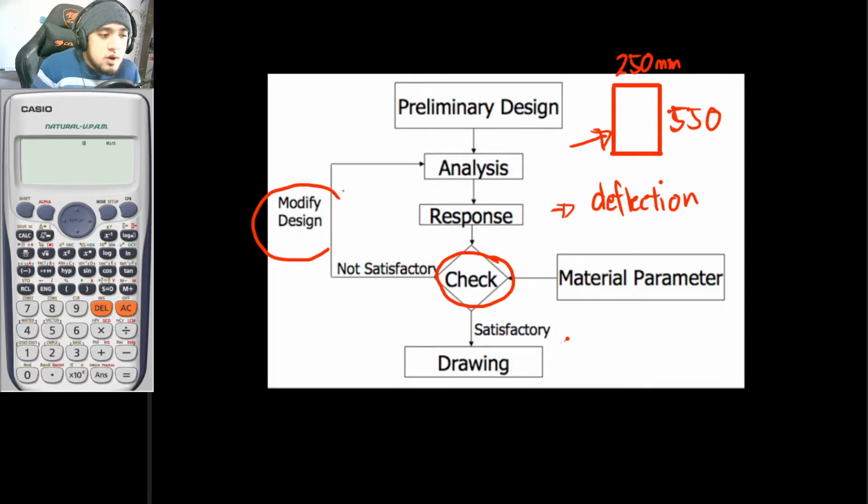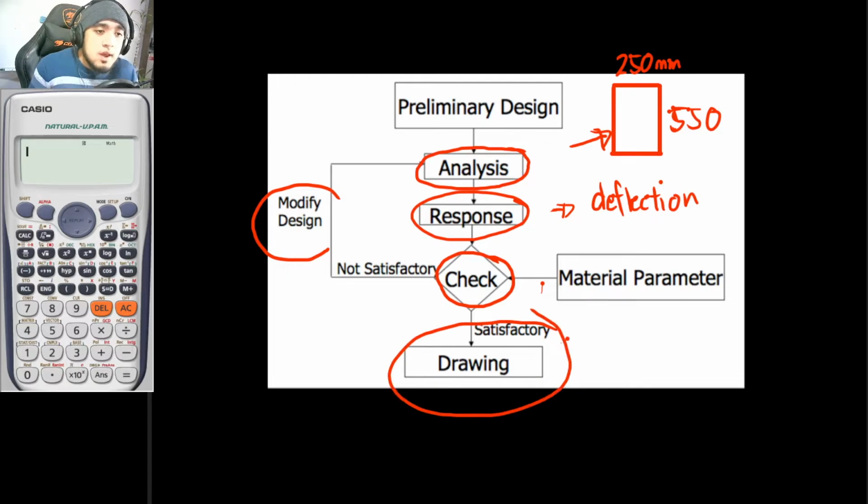Okay, so once that you have already modified your design, you will go back to the analysis part, then the response part, then you will check if it is to be adequate already, or if not, you will go modify your design once again. And if you are already satisfied with your design, if you think that it is already economical, then ido-drawing mo na siya ngayon. So you will be drawing it already. So guys, do you understand the flowchart?